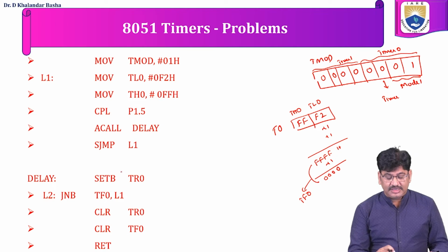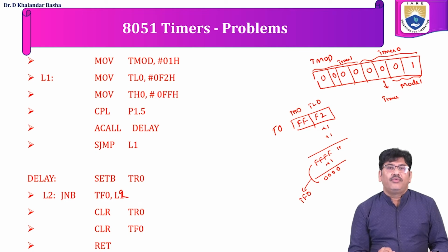So here in this delay function, it will set bit TR0. This is to start timer 0. Then check JNB TF0, L1. It is for checking whether overflow has occurred for timer 0 on TF0 or not. If it is not overflowed, stay in the same loop.